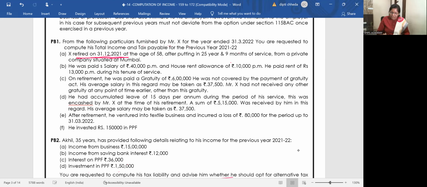He's retiring at the age of 58, after 25 years and 9 months in a private company. He got salary 40,000, HRA 10,000, rent paid. So HRA, normally we will give the HRA exemption, there we will not give. Then, on retirement, he got gratuity of 6 lakhs and he was not covered under the Payment of Gratuity Act. 20 lakhs limit, 15 by 30 of the last completed year, his average salary may be taken. And X has not received any other gratuity earlier. So government limit 20 lakhs, the exemption is allowed.